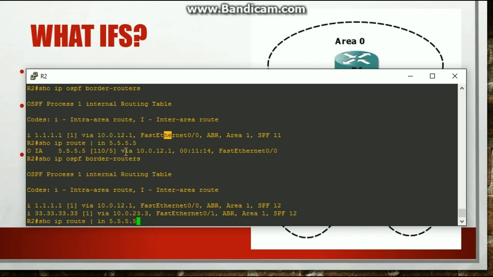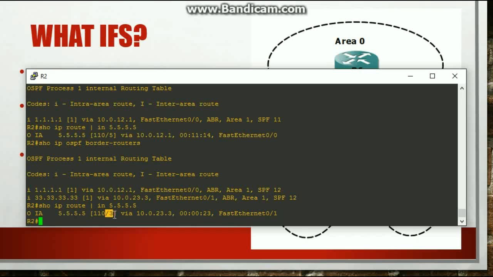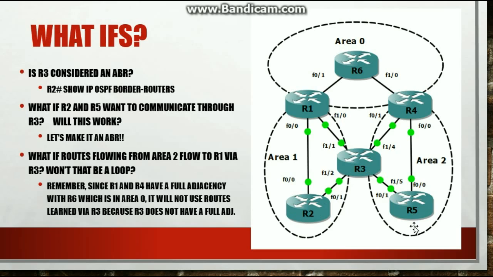So let's do this show ip route thing. Look at that. The actual metric went down. Notice it was 5, now it went to 3, and its next hop is 23.3, and that's out FastEthernet 0/1, which means it is now taking a better route than what it used to.